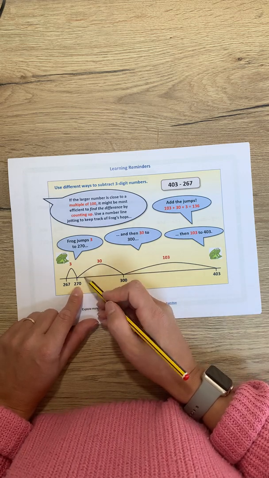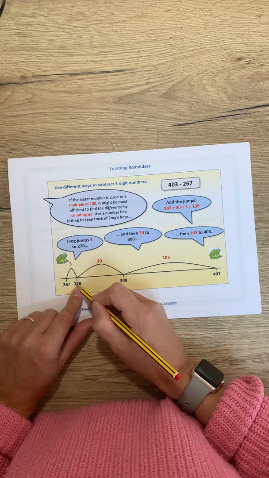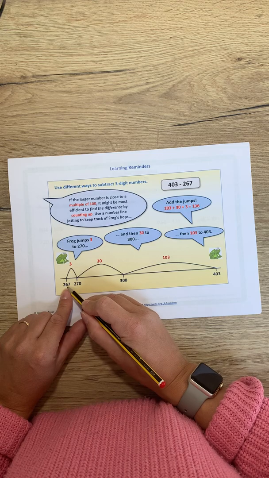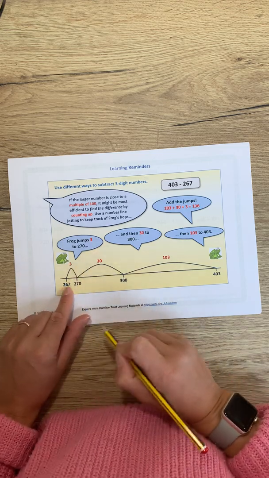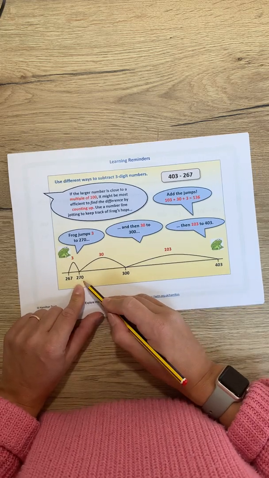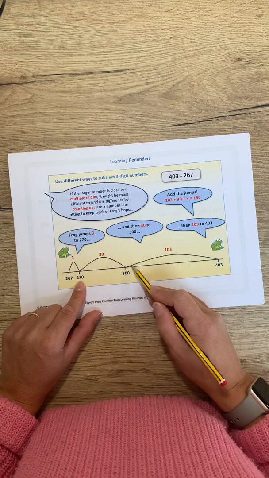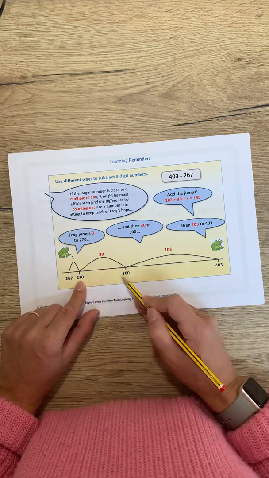Then we write the number of that jump above. We know there are 3 between 267 and 270. It is a jump of 3. So I pop my 3 at the top. Then we've got a nice rounded tens number. The next jump we need to do is to the next hundreds number, and the next hundreds number after 270 is 300.